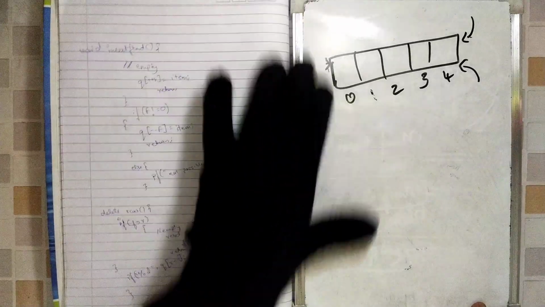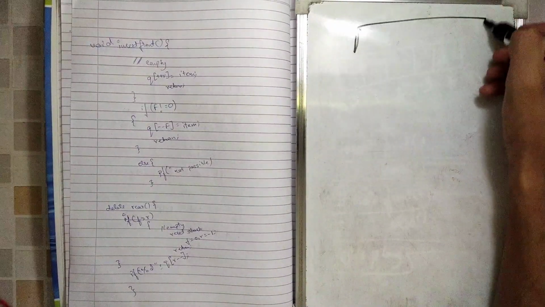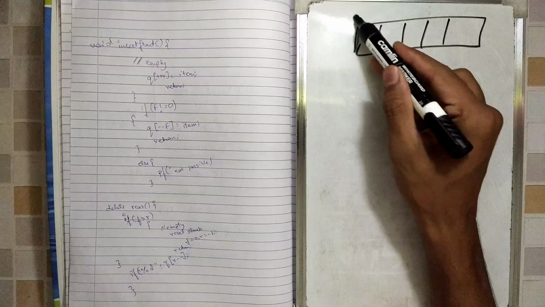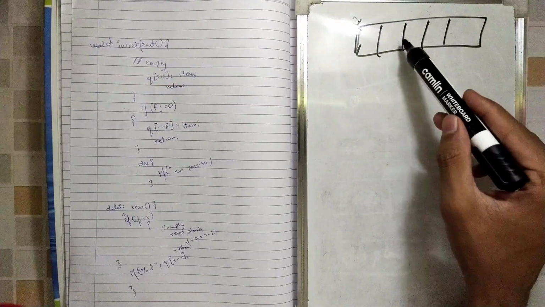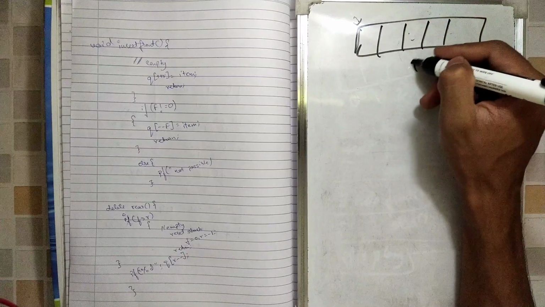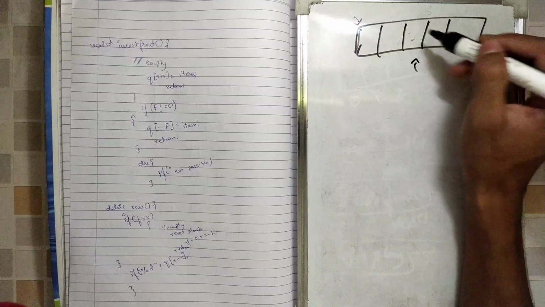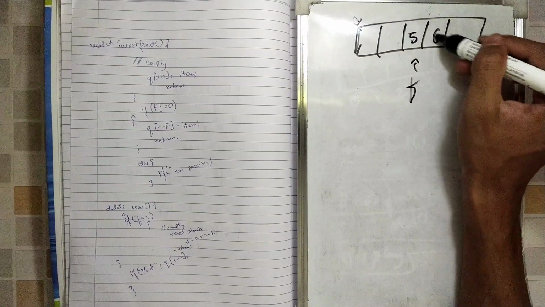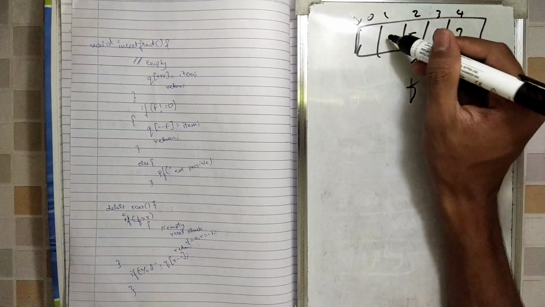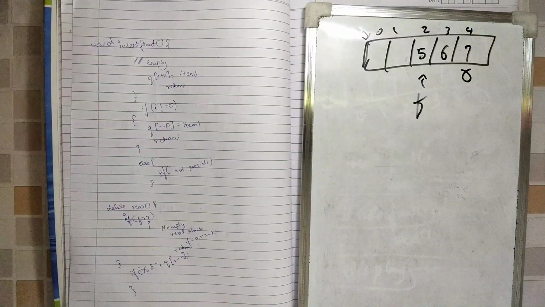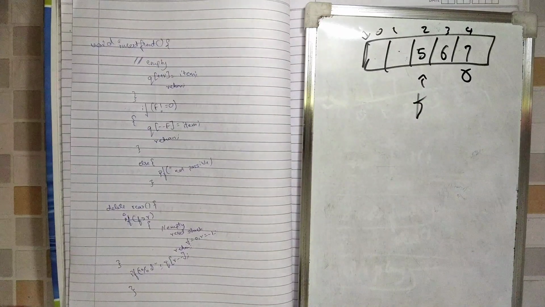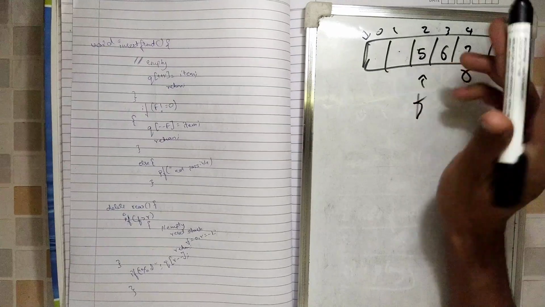I'll simply draw my queue here. For insert at the front, sometimes my R is here and some items are not there. Suppose 5 6 7 are here, this is 0 1 2 3 4, and my R is here. After deleting this part, my F comes here. In an ordinary queue we couldn't insert any elements in this free space, but in a double-ended queue we can insert an item here also. We will see how.